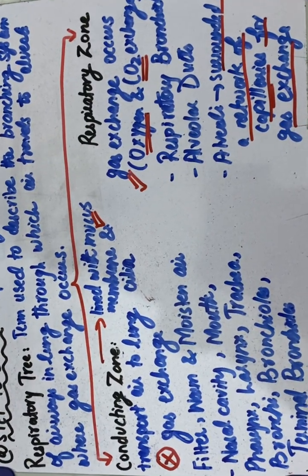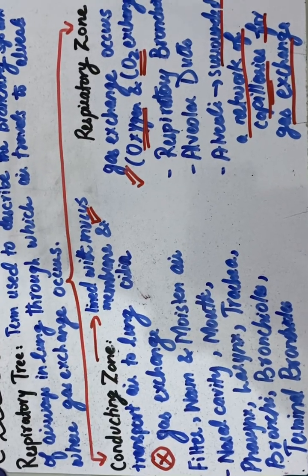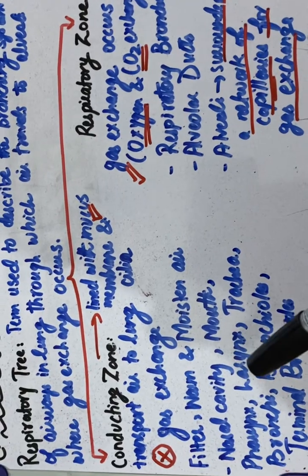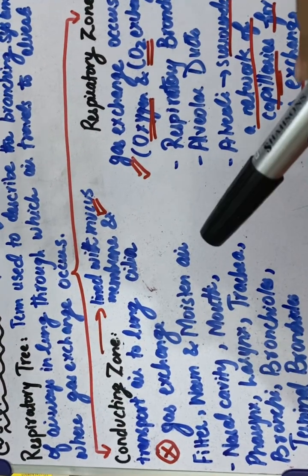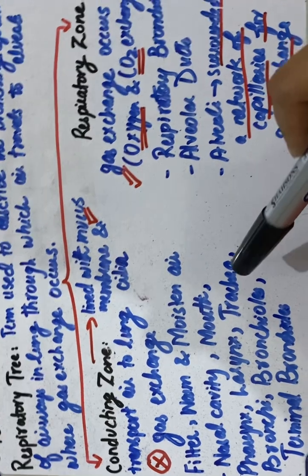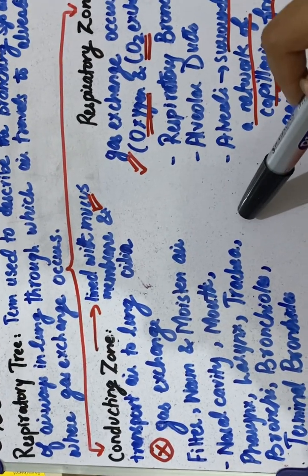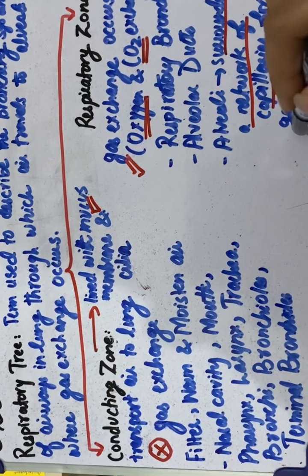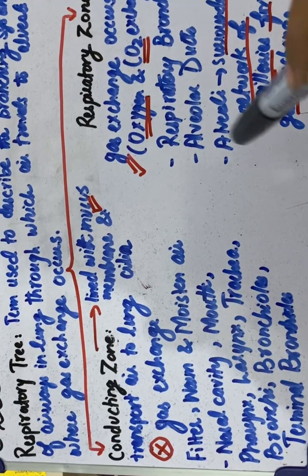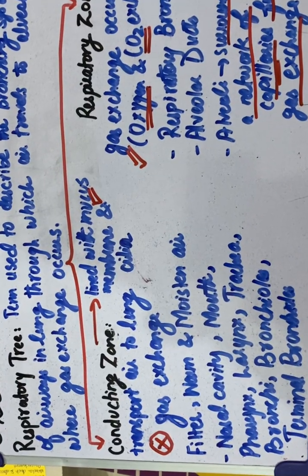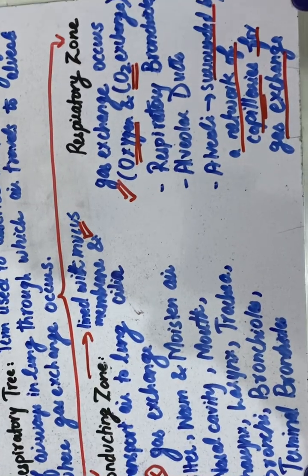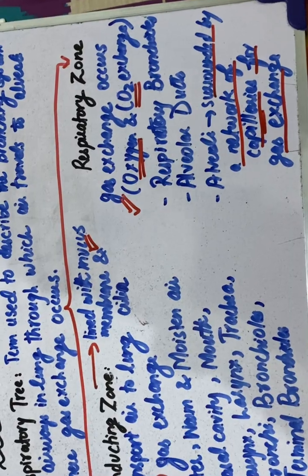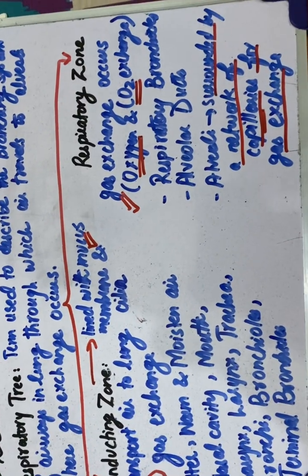Okay, now let's talk about the parts. The parts of the conducting zone are all of the parts of the upper respiratory tract, that is the nasal cavity, mouth, pharynx, which is the throat, larynx, the voice box, and the trachea. Then the trachea bifurcates into the left and the right bronchi, which further divide into the bronchioles and then the terminal bronchioles. And in the respiratory zone, there are three parts, which are the respiratory bronchioles, the alveolar ducts and the alveoli, as we can see over here.